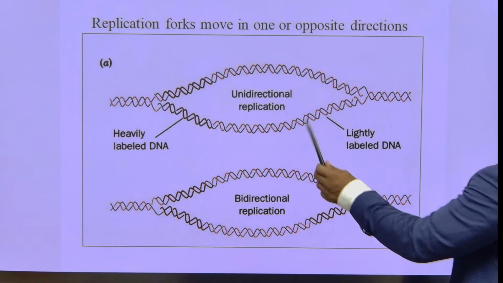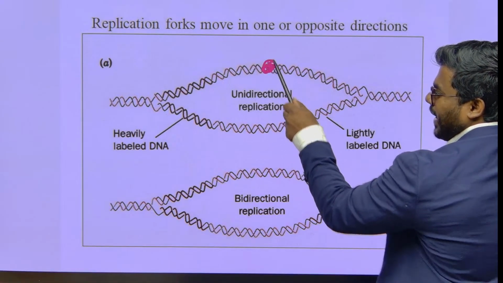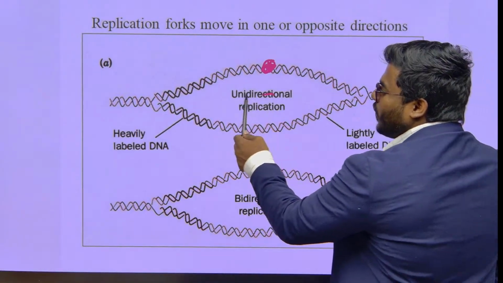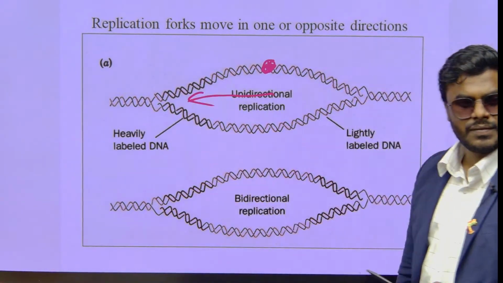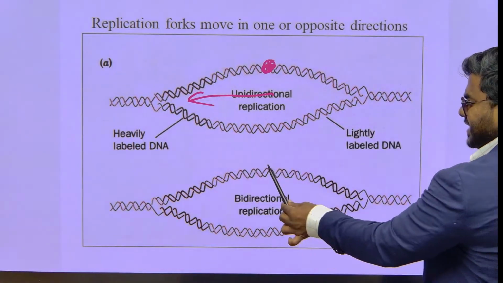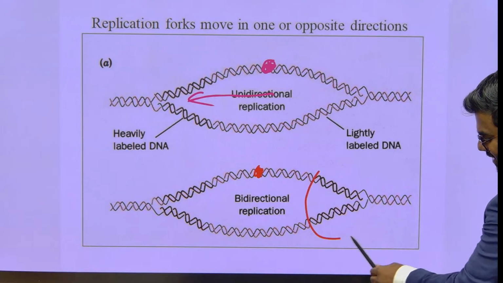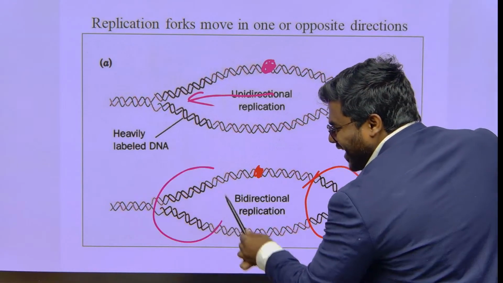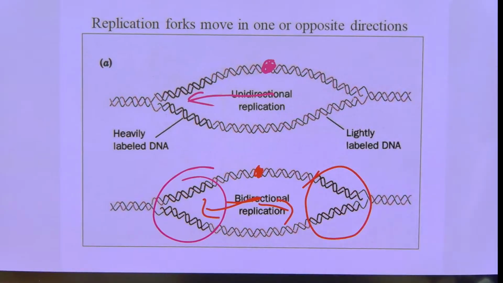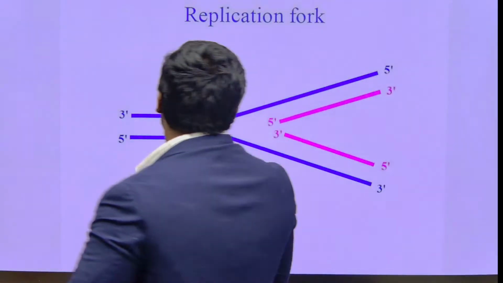For example, friends, this is the DNA, this is the origin. Can you observe this highlighted area where the fork is moving only in one direction? That's why it is called a unidirectional fork. Suppose we consider this is the origin. If you observe the highlighted areas, the fork is moving in both directions, which is called a bidirectional replication fork, which you can clearly observe in the eukaryotic organism.